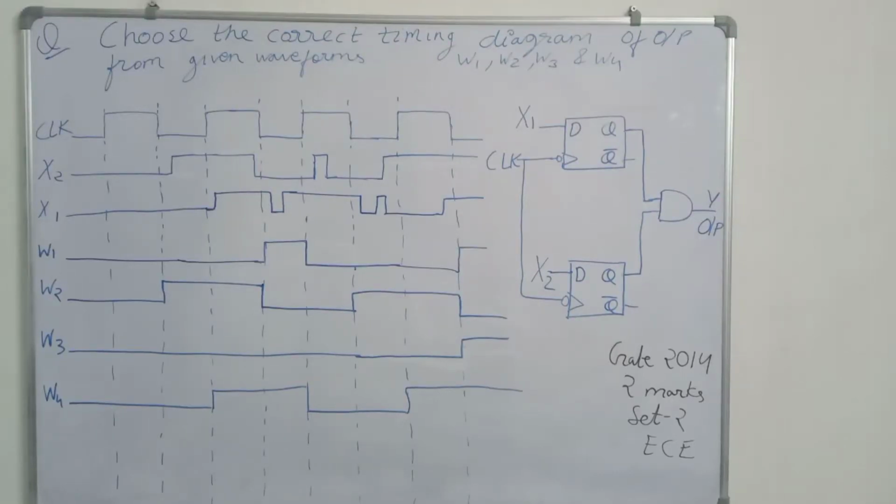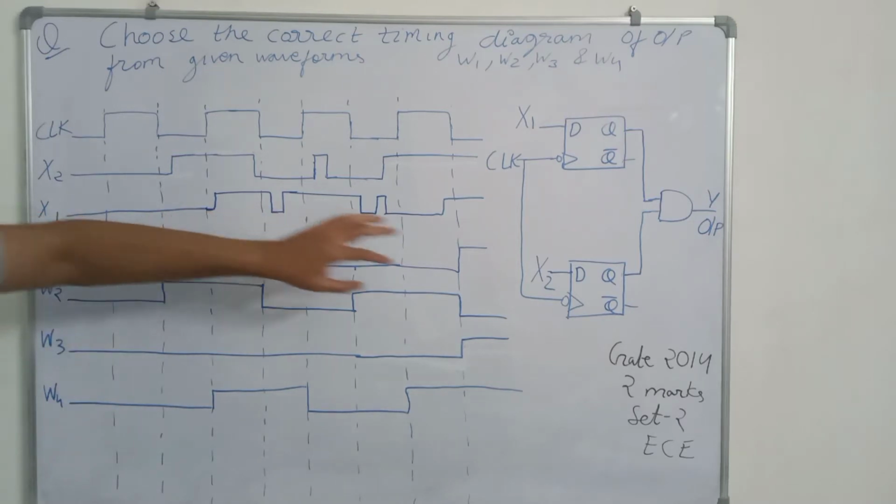So we are discussing a question from GATE 2014. This was of 2 marks from Set 2 Electronics branch. This is the circuit which is given to us.